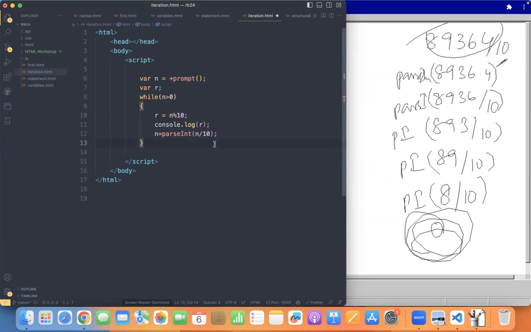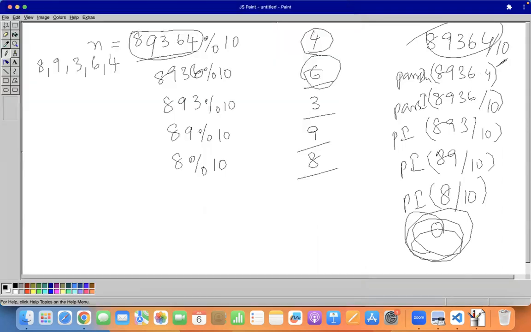The remainder is what comes. Then, 89 by 10, 8.9. Its parse is 8. So n is now 8. Next time 8 is greater than 0. I want only these digits. I don't want any other thing.